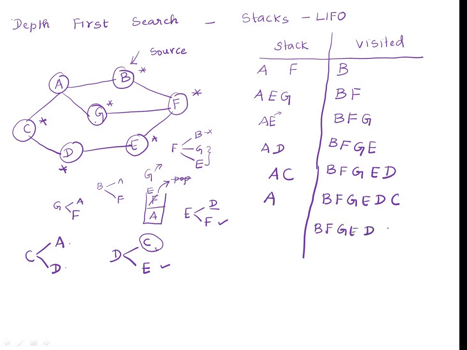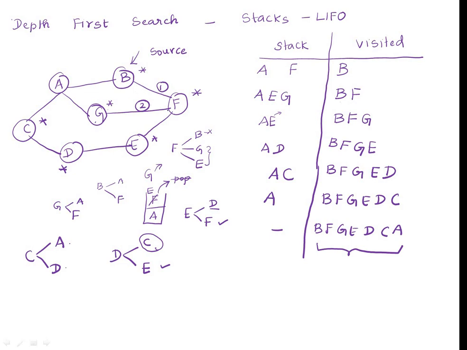So B, F, G, E, D, C and A, and the content of my stack is going to be empty. So this is going to be the end of this iteration and this is the final DFS traversal for this particular graph. If we consider the path, from B it is going to F and from F it is going to G. So in this particular path, we have connection from B, F and G.